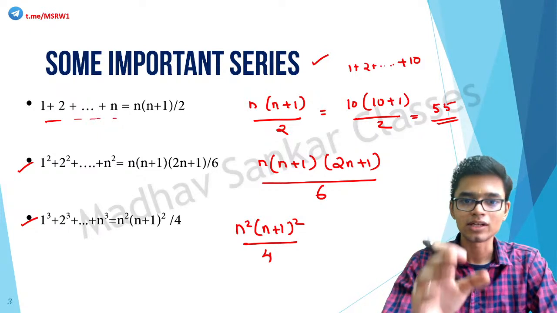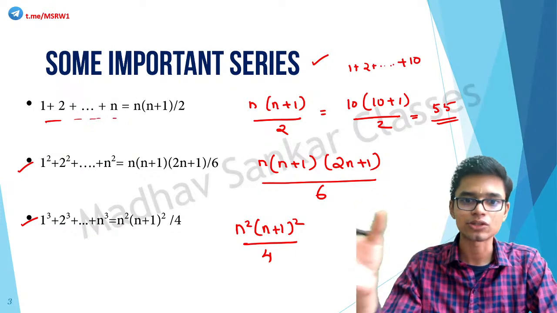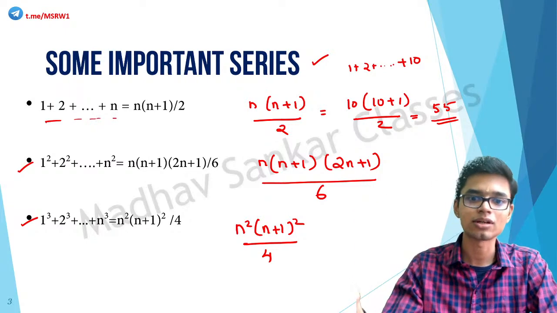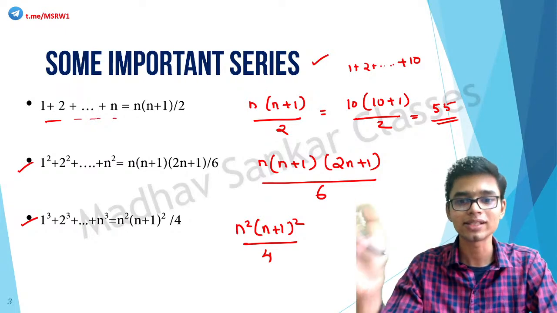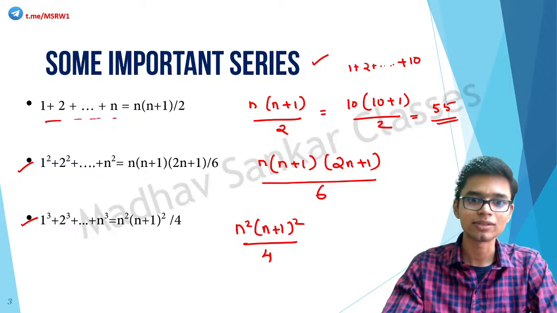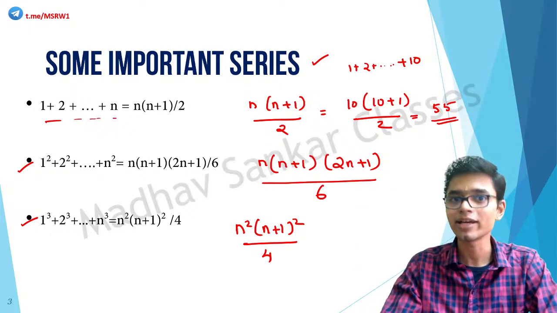Clear? So the first one, the sum of the first n natural numbers, is n into n plus 1 by 2. The second one, the sum of squares of the first n natural numbers, is n into n plus 1 into 2n plus 1 by 6. And the third one, the sum of the cubes of the first n natural numbers, is n squared into n plus 1 the whole squared by 4.